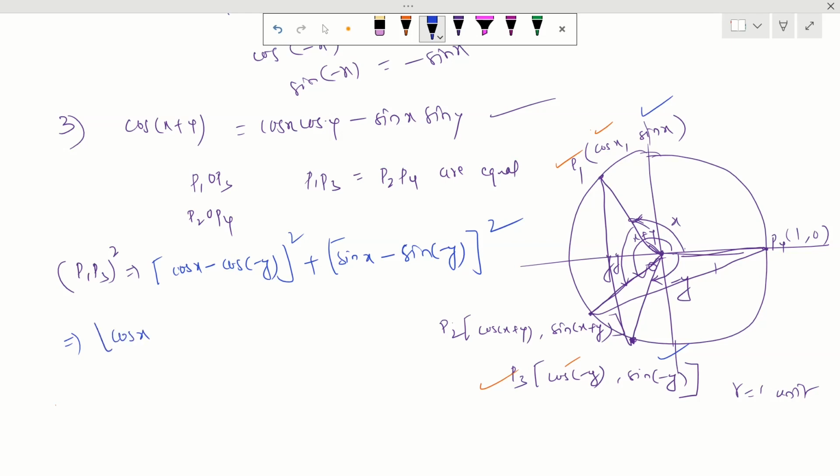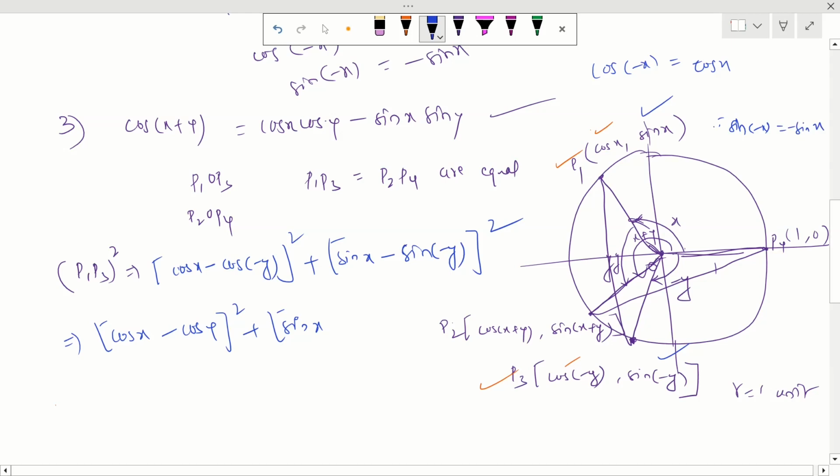Cos of minus y is what? We already discussed that cos of minus x is cos x, so it is positive: (cos x minus cos y) squared. Then sin x minus sin of minus y. We know that sin of minus x is minus sin x, so minus minus is plus: (sin x plus sin y) squared.